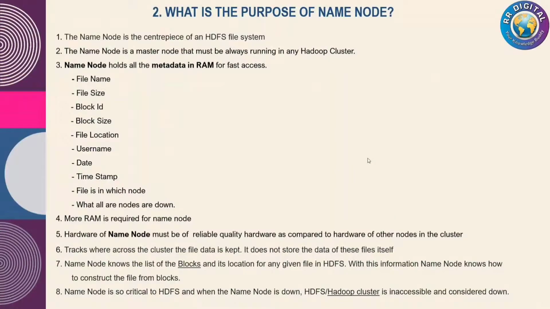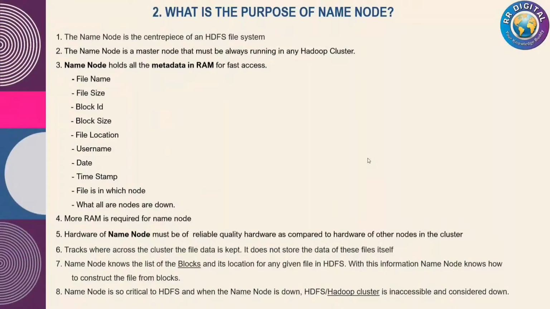And coming to the second point, the name node is a master node that must always be running in any Hadoop cluster. If name node is not running, it is not possible to access the data from a Hadoop cluster. Also, name node always holds only metadata. So where does it hold that metadata? Metadata is always stored inside RAM memory.